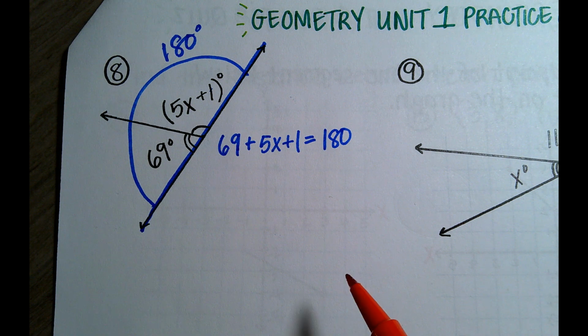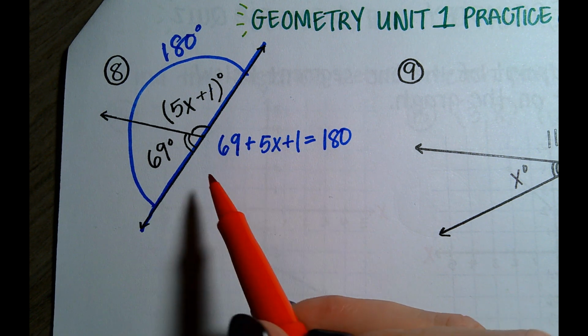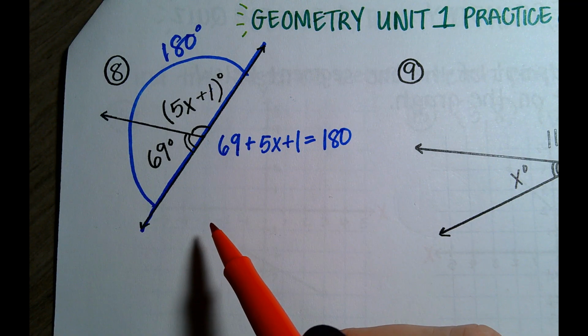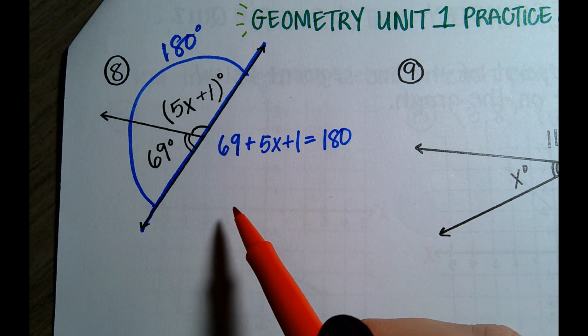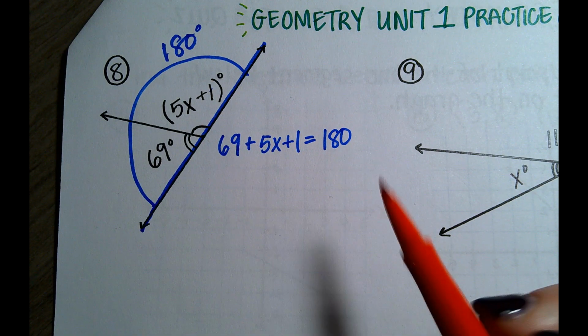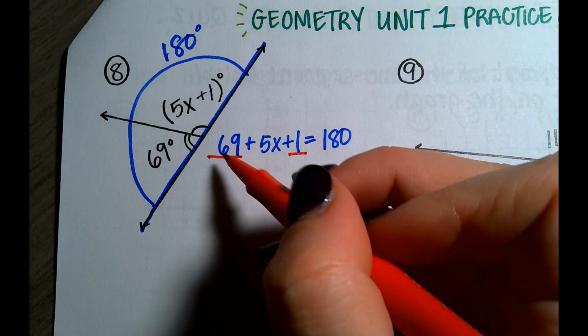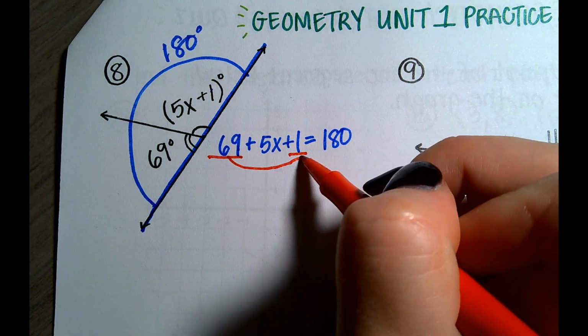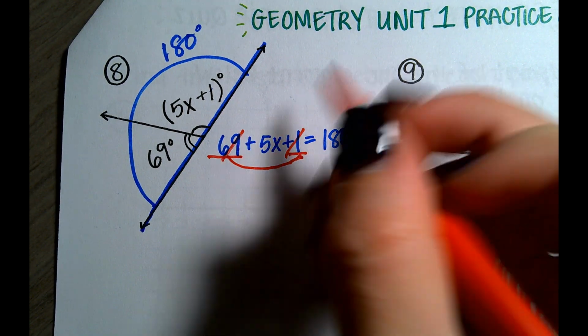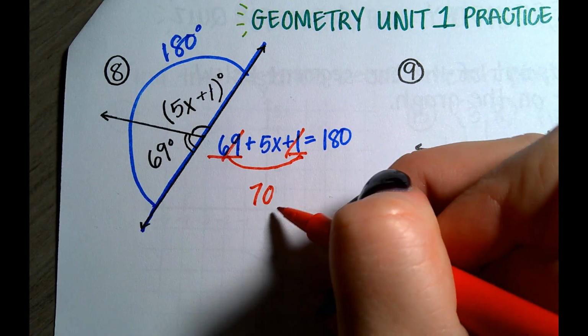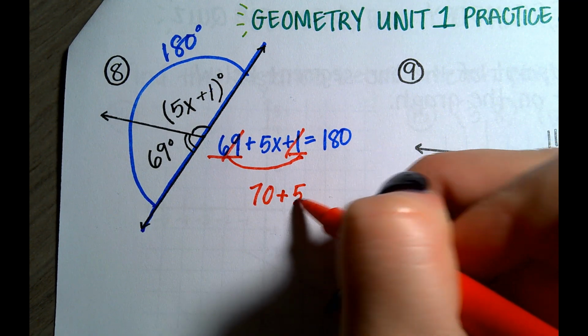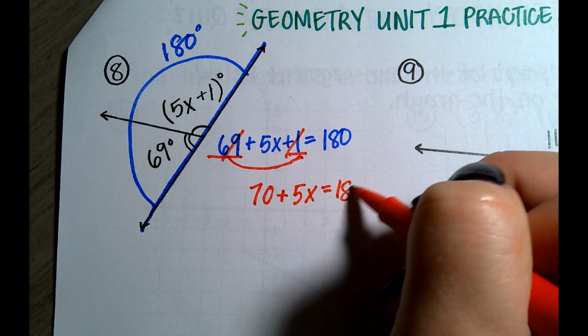And from here, what would I do next? Got my equation written. Yes, or add 1 to 0. Yes, add your like terms, 61 and 9, which will give you 70. So 70 plus 5x equals 180.